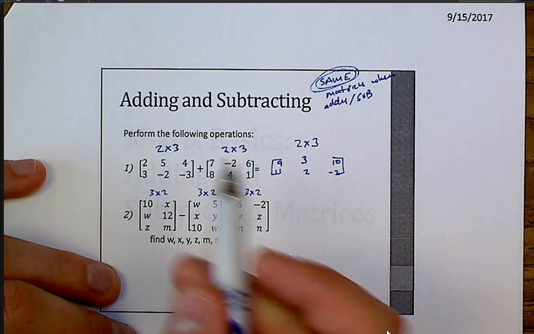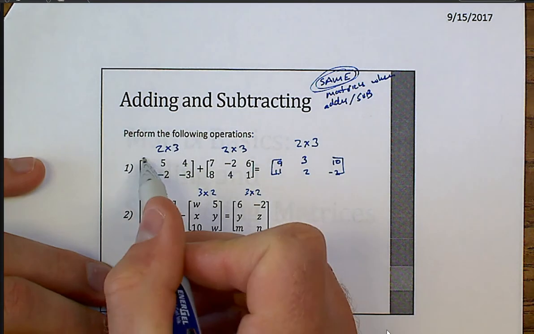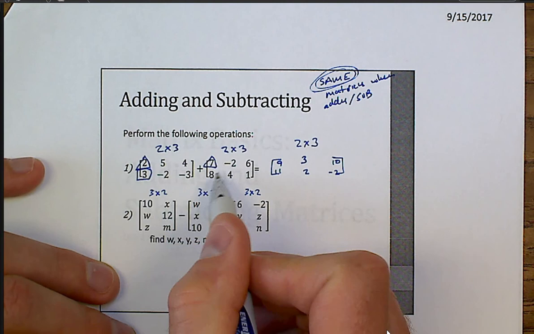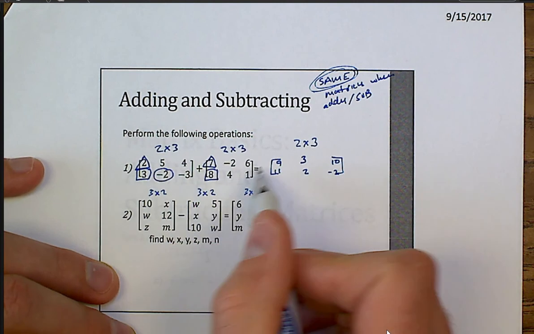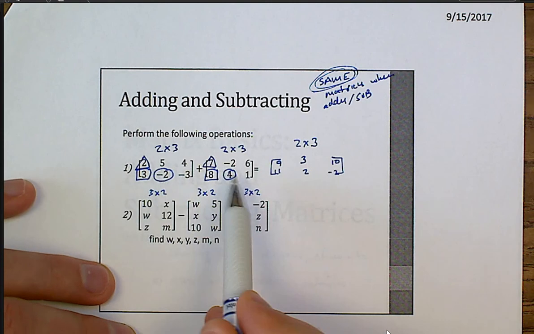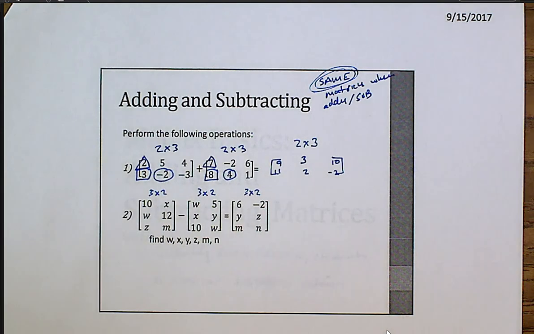Just make sure you're matching up. You know, I'll put a triangle here, I'll put a triangle here, I'll put a square here, I'll put a square here, I'll put a circle here. It has to be in the same location in the other matrix that you're adding or subtracting together, all right?